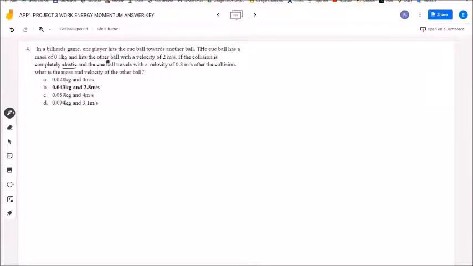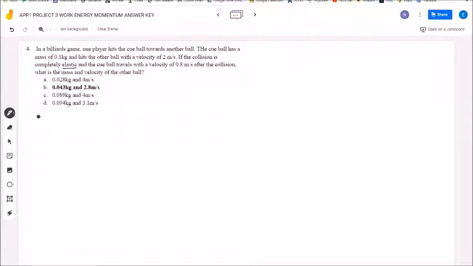In a billiards game, one player hits the cue ball toward another ball. The cue ball has a mass of 0.1 kilograms and hits the other ball with a velocity of 2 meters per second. If the collision is completely elastic and the cue ball travels with a velocity of 0.8 meters per second after the collision, what is the mass and velocity of the other ball?